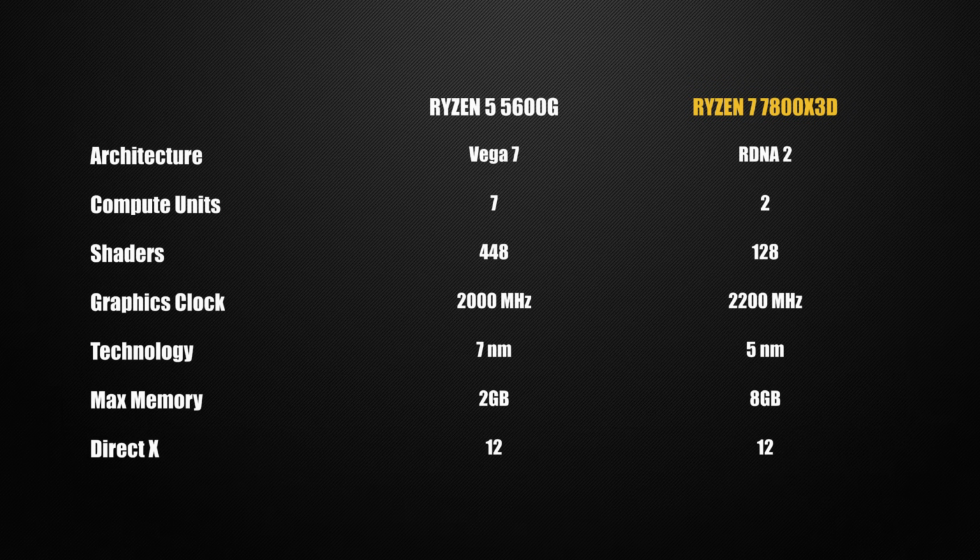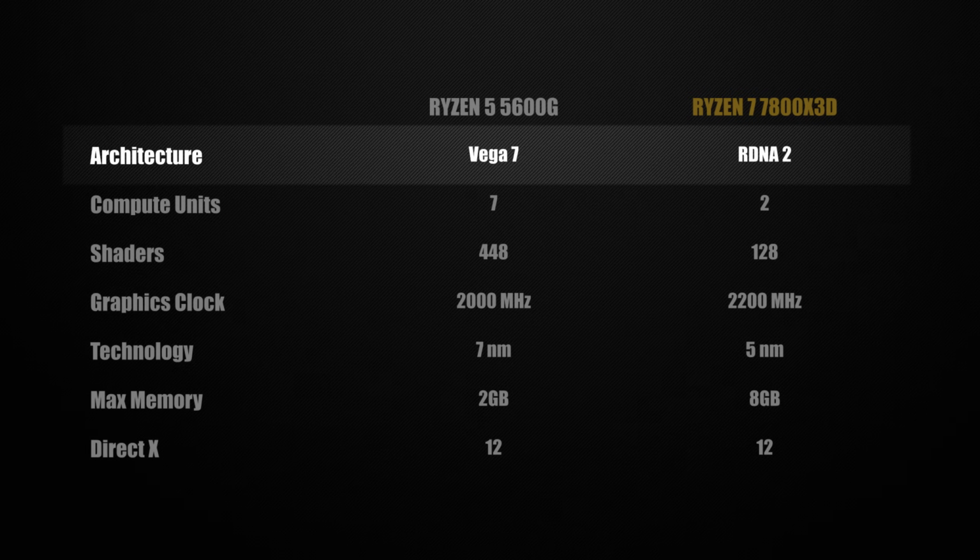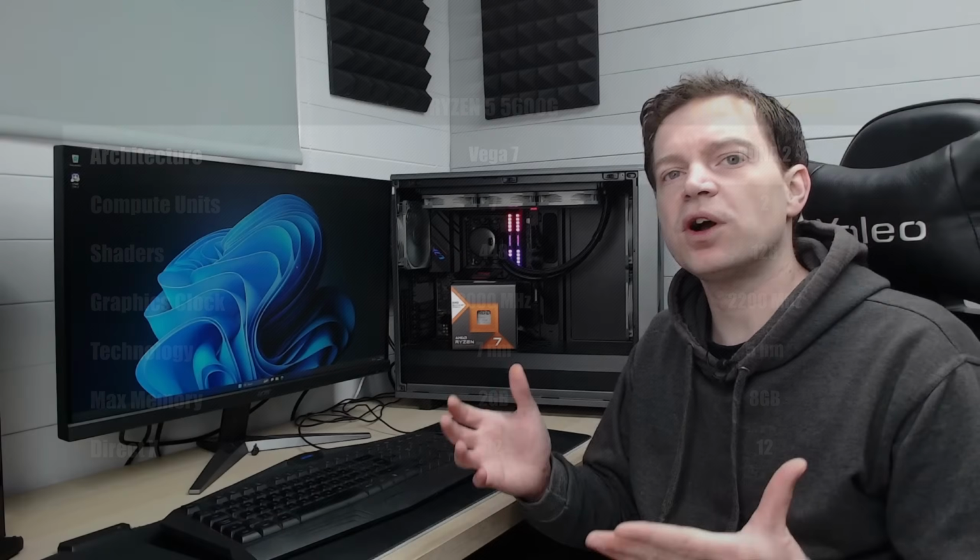But it's not always about the technical specifications on paper. The 7800X3D, of course, uses an RDNA 2 architecture, whereas the 5600G used the Vega 7. But will the new architecture actually make a difference? Well, that's what we're going to find out today. We will be doing some comparisons to the games that we tested with the 5600G.